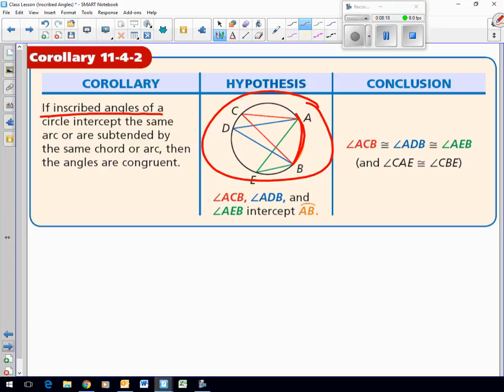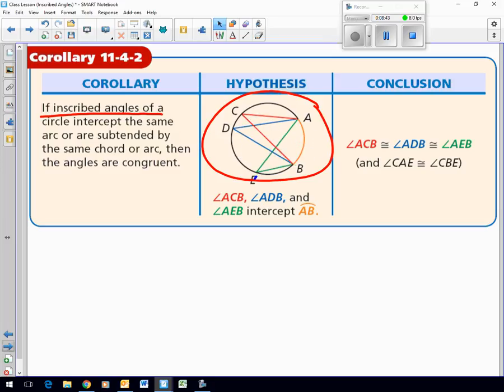AB has a whole bunch of chords that shoot out from it, right? You've got A to C, A to D, A to E, then you've got B to E, B to D, B to C, correct? Really and truthfully, the parent arc here, I think, is AB.